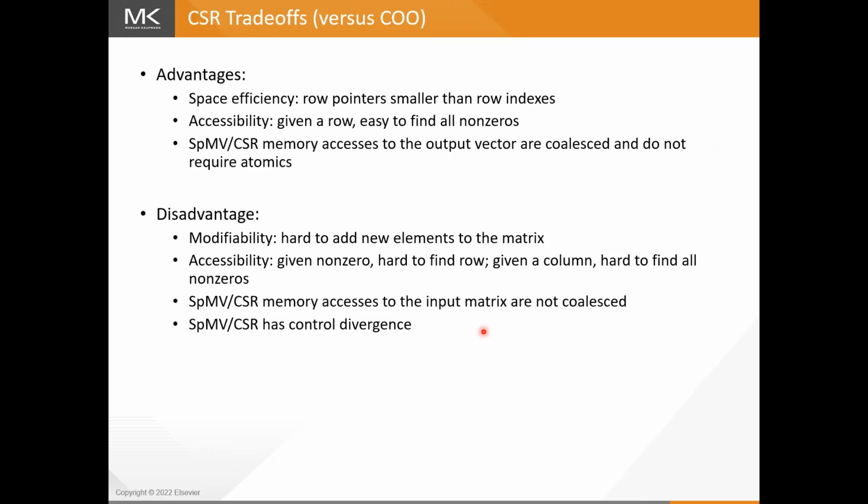Okay, the question is, can we get the best of both worlds? Can we somehow design a format that prevents us from having to do atomic operations, so every thread is responsible for a row, but at the same time arrange the elements in a way where the accesses will be coalesced and I won't have a lot of control divergence? Can we make it in column-wise order?